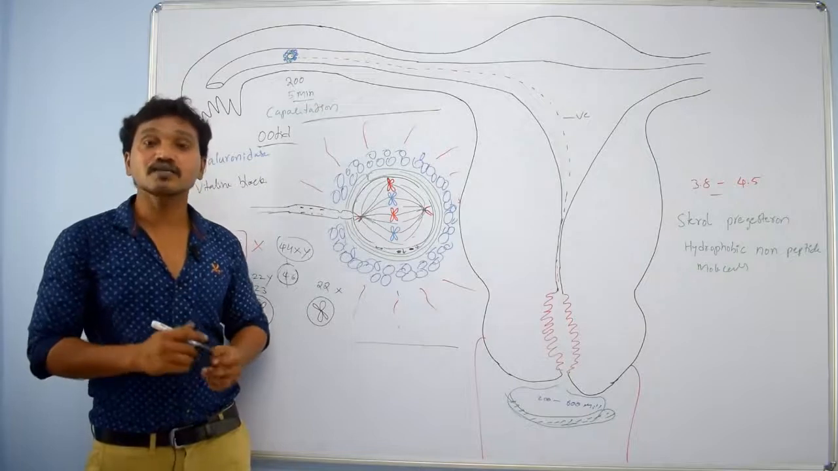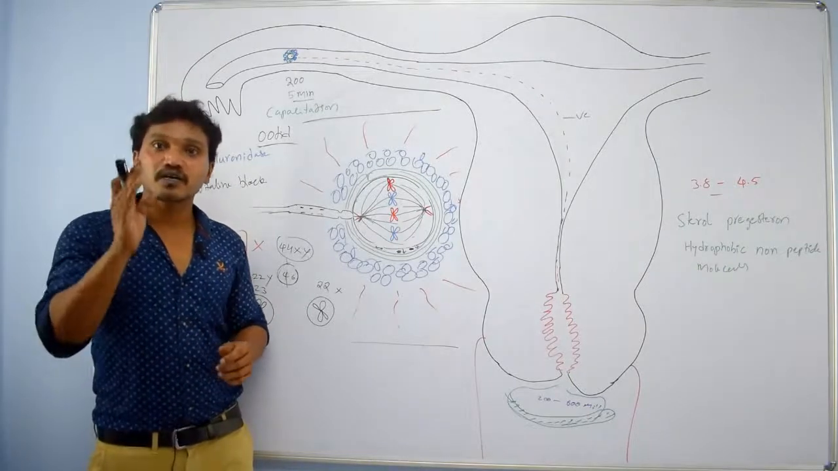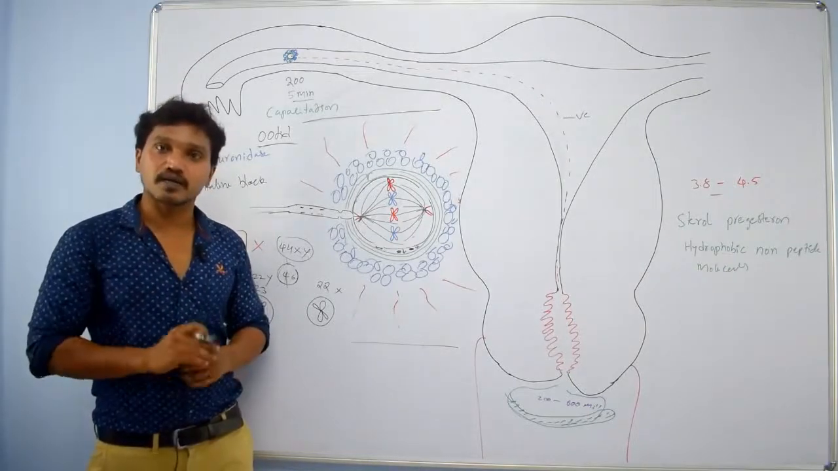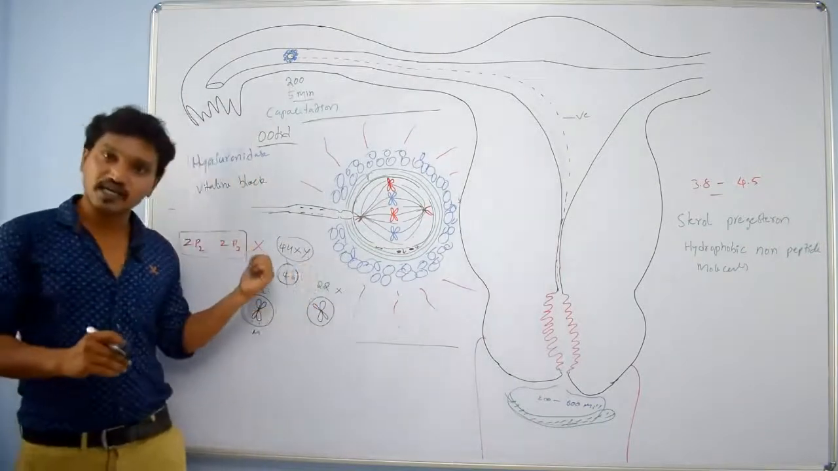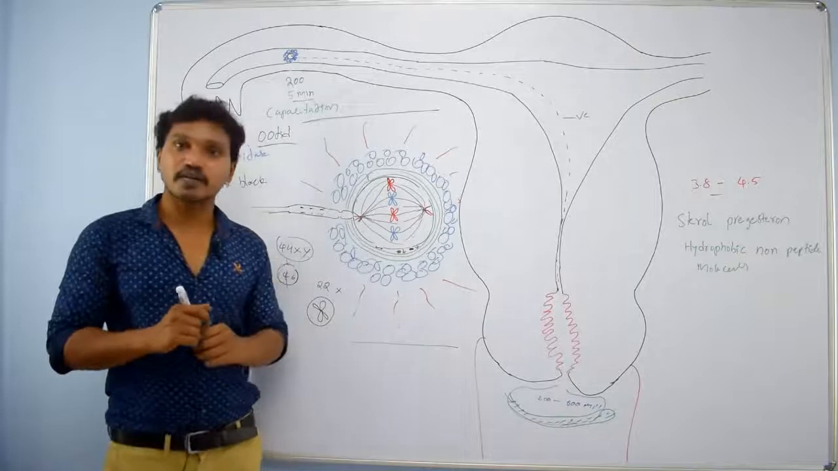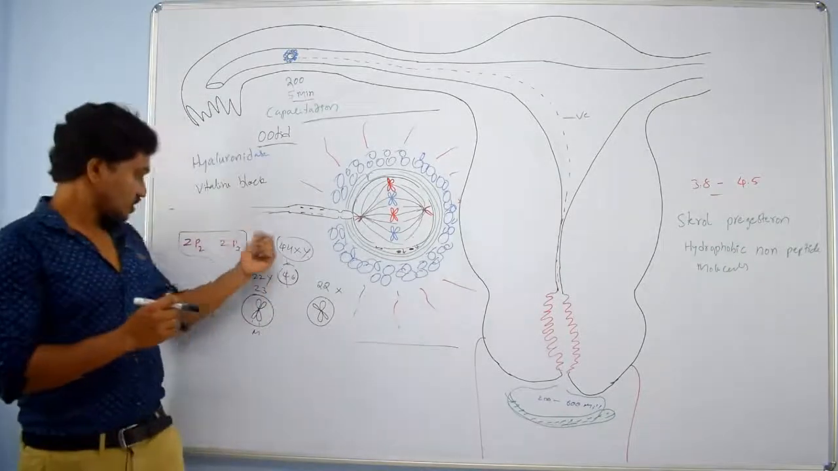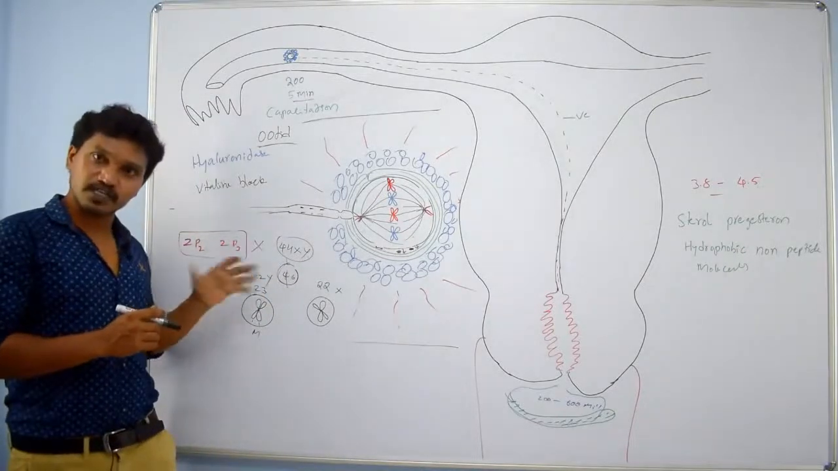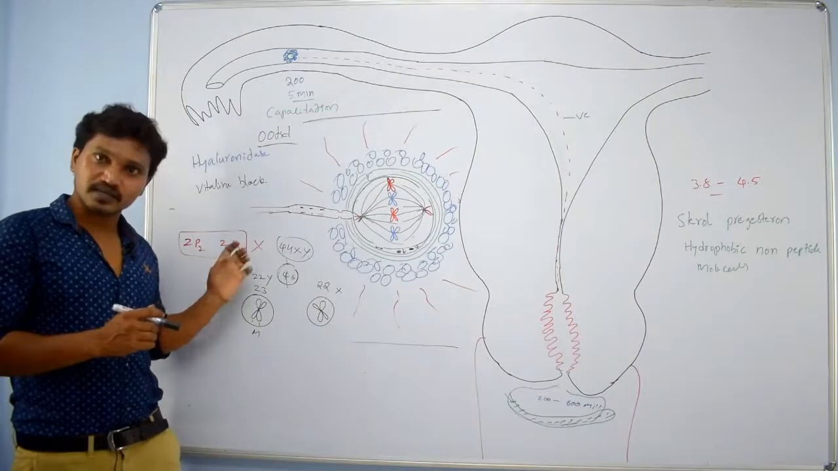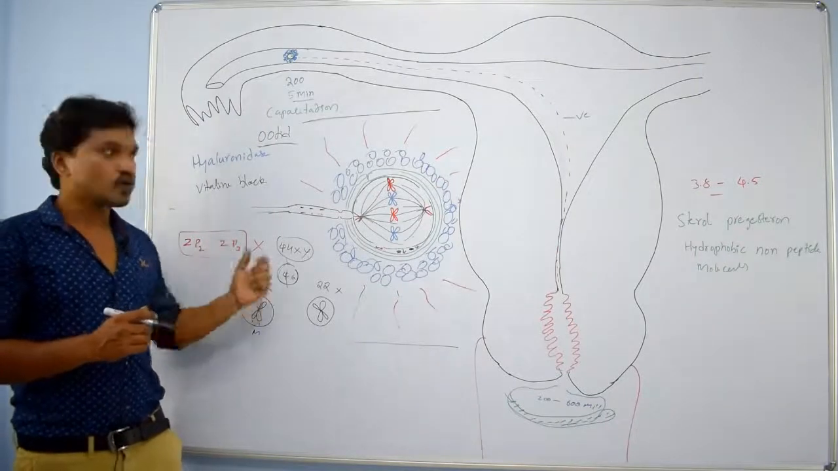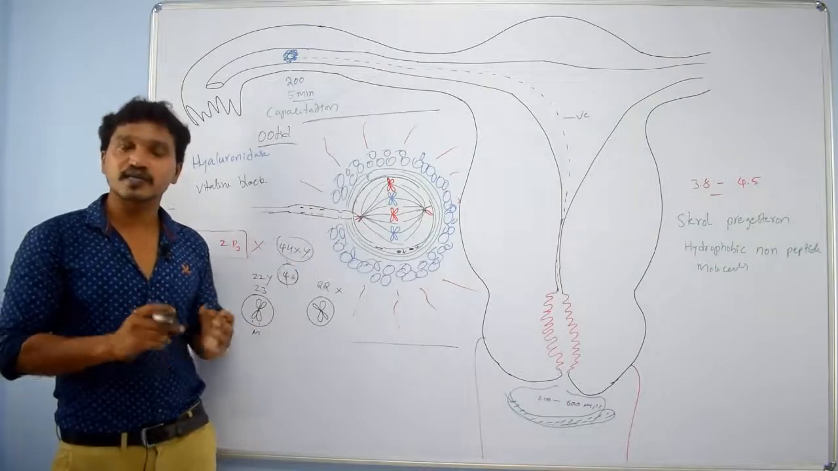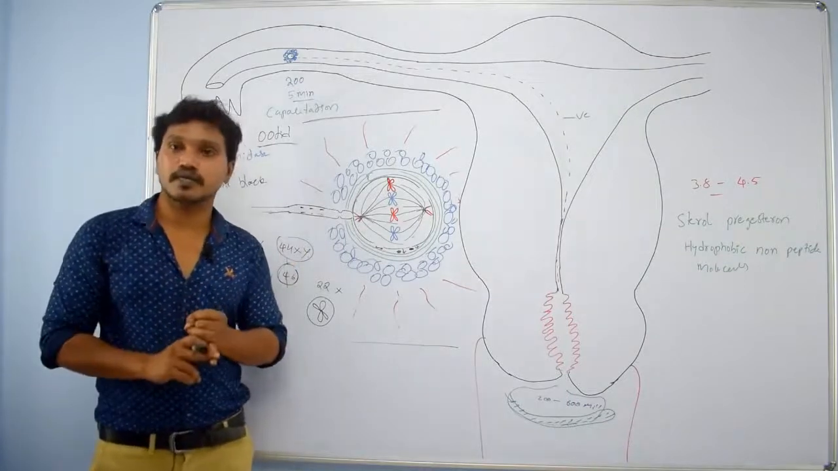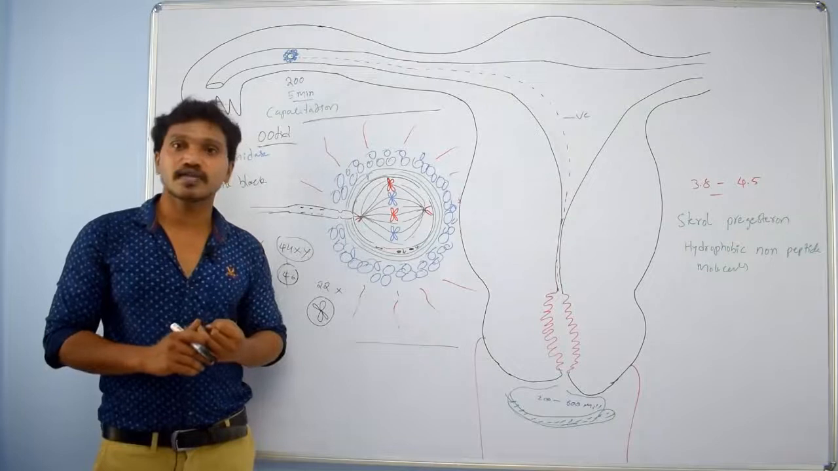Then another one is prevent polyspermy. How it will prevent, that we know. Zonal reaction and vitelline block. These ZP2, ZP3 receptors will be destroyed, that means digested. So no entry for the further sperms. Clear? So prevent polyspermy.